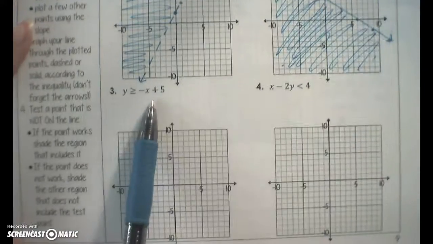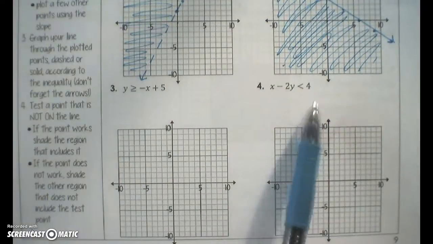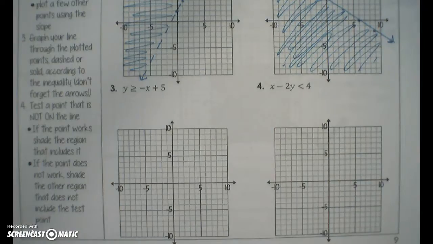All right, I want you to try these last two on your own. This one's already ready to go. And then try number 4, where you're going to change it. And check both when you're ready.